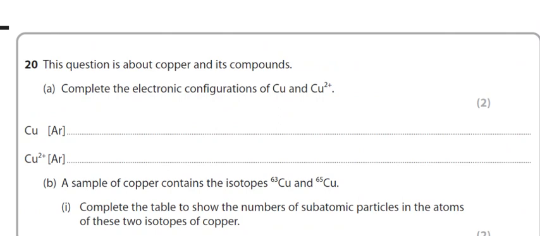This question is about copper and its compounds. Complete the electronic configuration for copper and copper 2+, starting from the argon configuration, that means up to 18. Argon is 18, so up to 18 is covered. Copper has an atomic number of 29, so you have 18 up to 3p6, right? So 1s2, 2s2, 2p6, 3s2, 3p6. This is 18, right? So then I'm going to write the 3d.